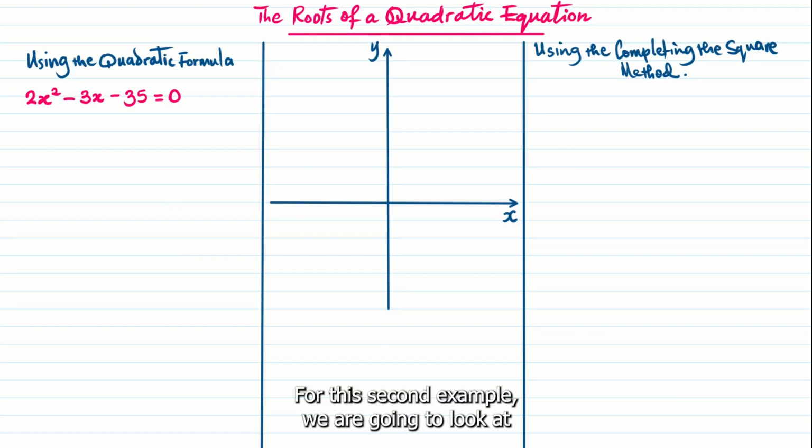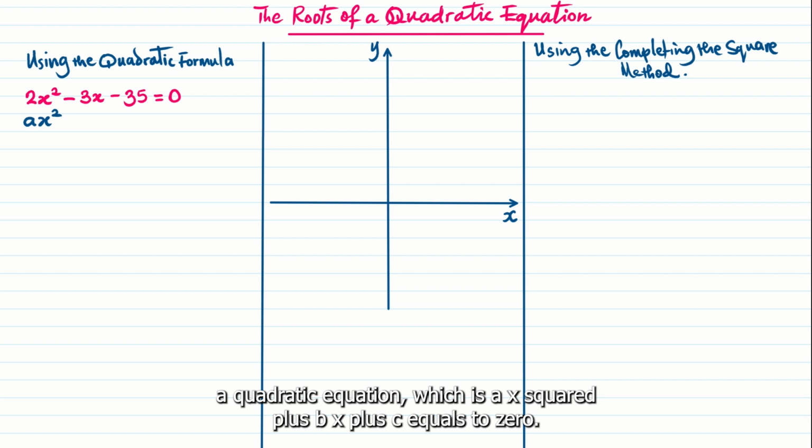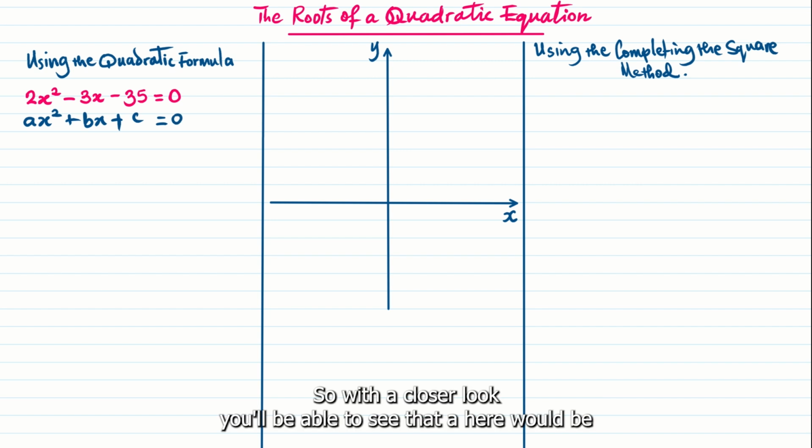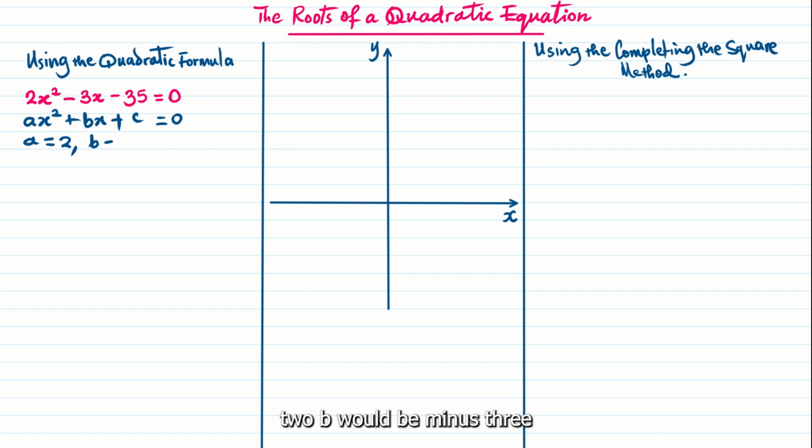For this second example, we are going to look at how to use the quadratic formula for this particular equation. The first thing we want to do is compare this equation with the general form of a quadratic equation, which is ax squared plus bx plus c equals 0. With a casual look, you'll be able to see that a here will be 2, b will be minus 3, and c will be negative 35.